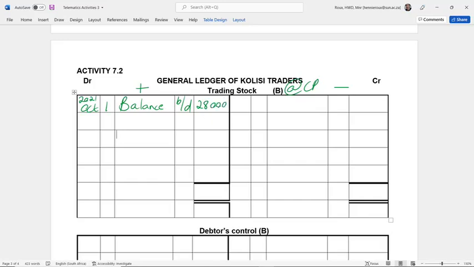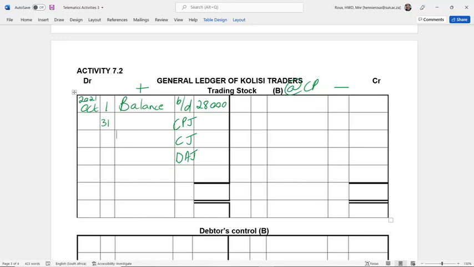Trading stock will increase. When will it increase? It will increase when we buy. We buy in the CPJ and we buy in the CJ. We can also buy trading stock in the petty cash journal. Petty cash journal was not included here. Then our stock will also increase when the debtors return trading stock to us. That will cause our trading stock to increase. Obviously, if we made mistakes in the general journal that was corrected, that will also go in here.